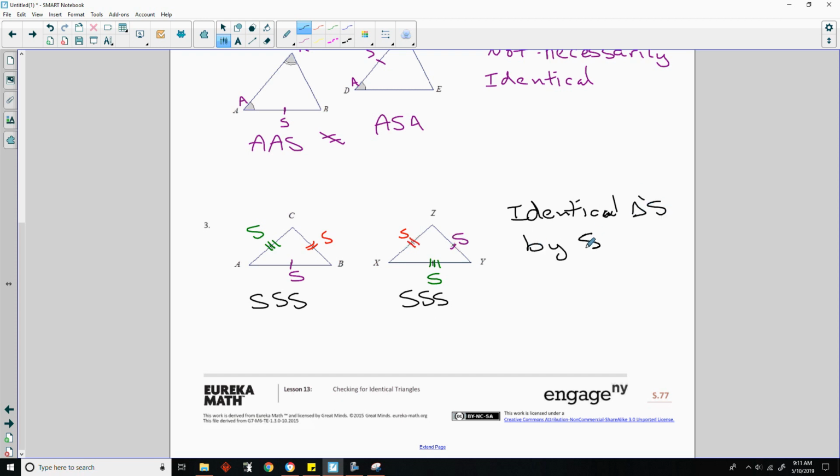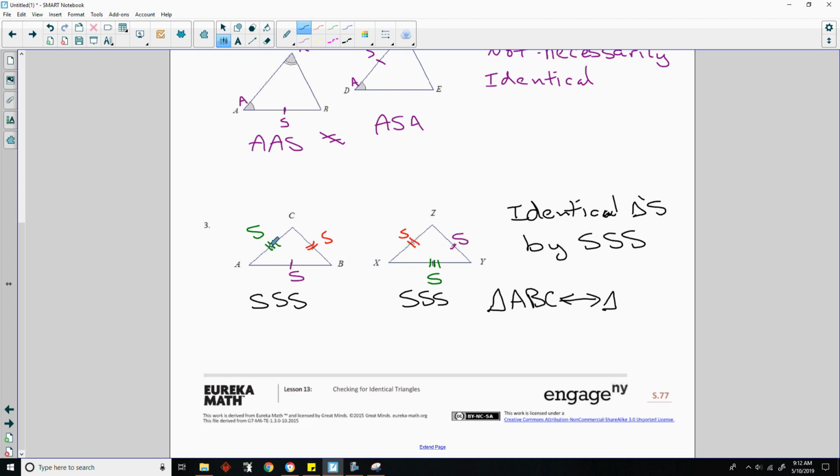By S, S, S. Name the first triangle correspondence. I'm just going to go in alphabetical order. ABC corresponds to the triangle, and I want to go in the right order. So if I started at A and went to B, I want to go down the side with 1 mark. So I'm going to start at, is it Y or is it Z? So are we going to go Y, Z, X?